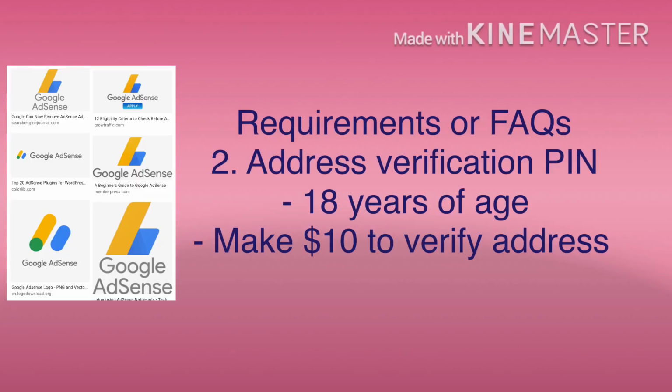2. Your address verification PIN had been completed. This means you are 18 years of age or older. So if this is a kid's channel, you need your guardian or your parents. In USA, your channel should make $10 to meet the verification of your account and for your information to be verified with a PIN. Google AdSense will send your verification PIN to your home address and you will then type in the code to verify your AdSense account.